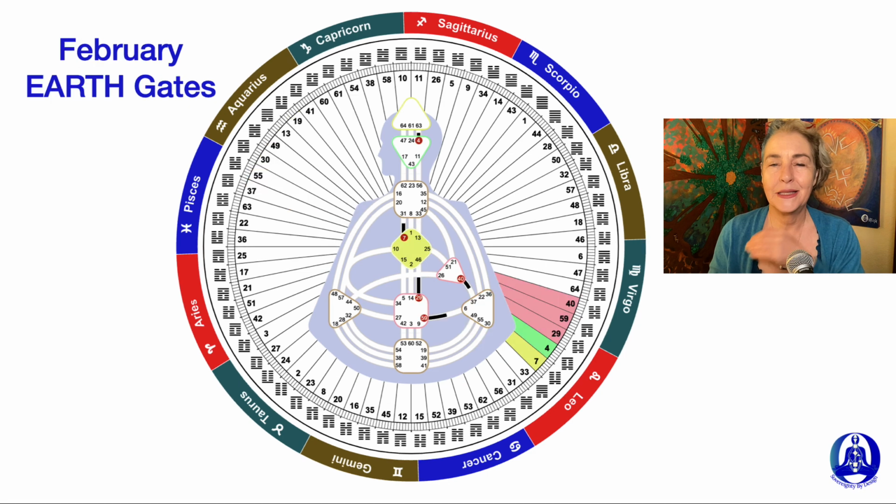Then on the opposite side of the mandala are the earth gates. So the earth gates are all the way on the other side. They're literally across from where the sun gates are. And we're going to start out with the gate 7 and then we're going to move through those following gates. And that's what we're going to talk about today.